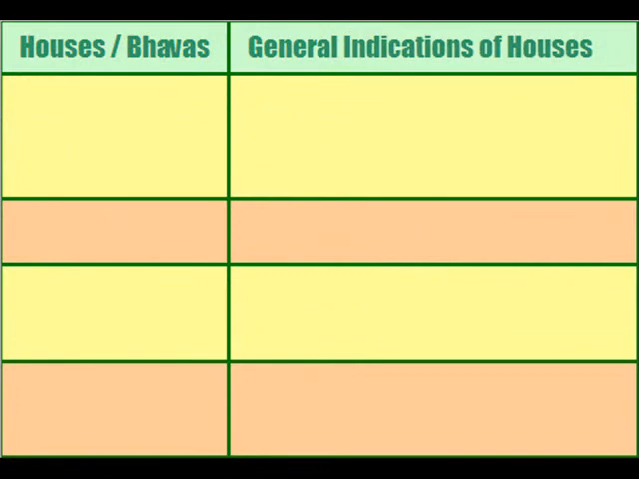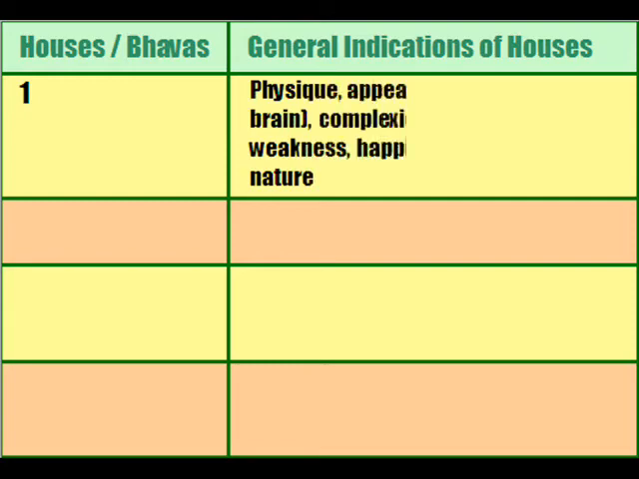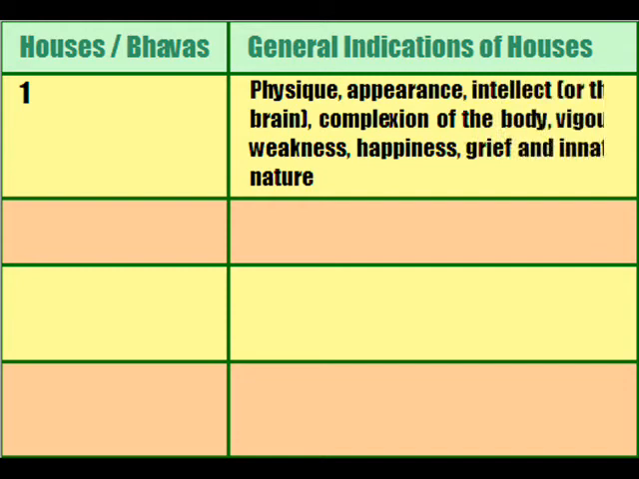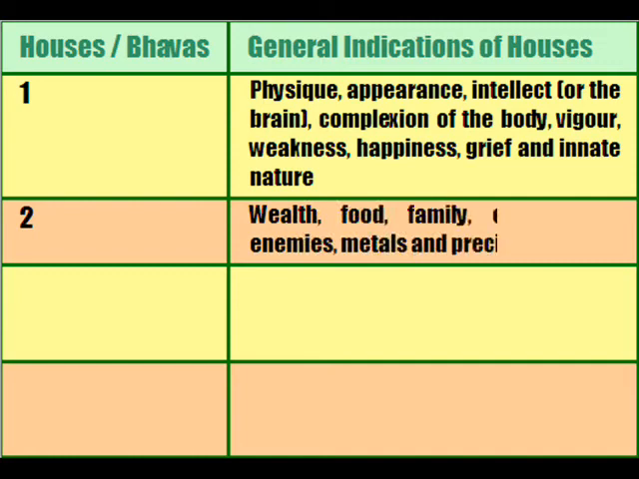The first house where your lagna is placed, also called the Tanu Bhava, is from which you can guess your physique, appearance, intellect, complexion of the body, vigor, weakness, happiness, grief, and your innate nature. The second house or the Dhana Bhava will indicate your wealth, food, family, death, enemies, and so on.